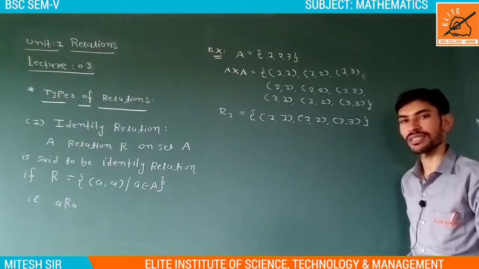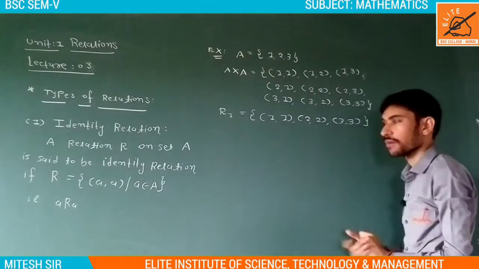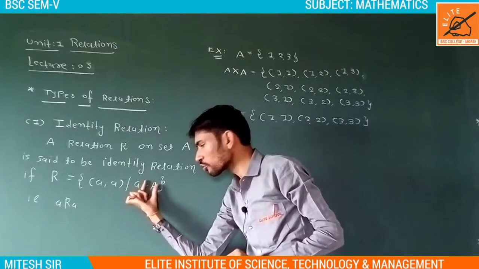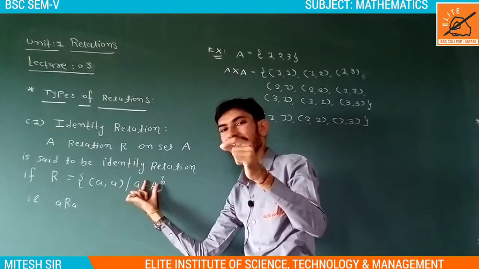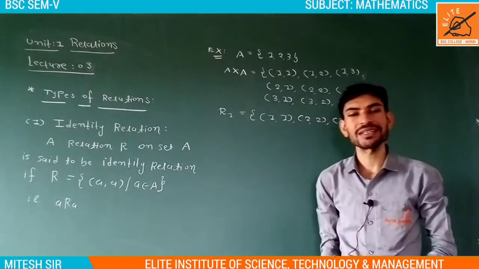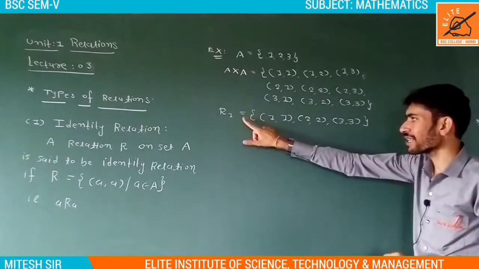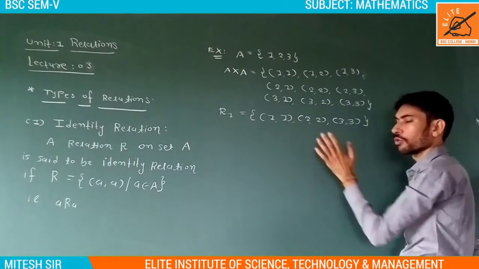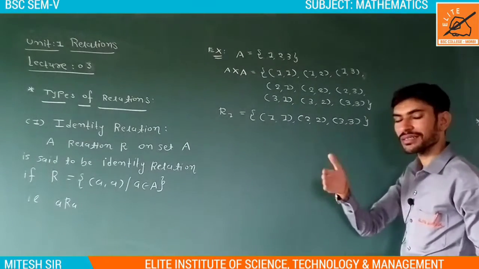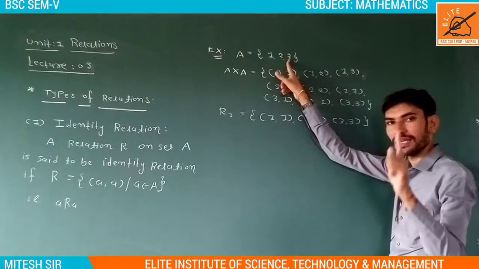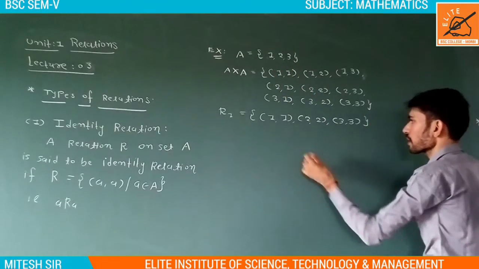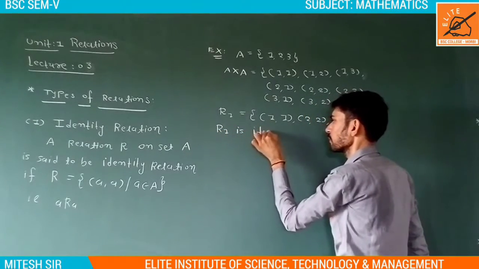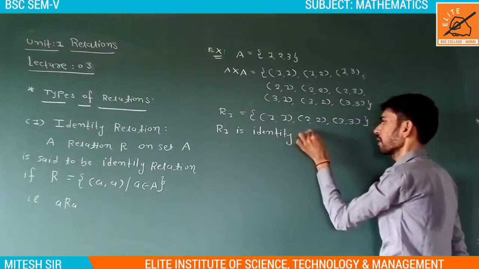So look at the relation R1, it just contains the pairs 1 1, 2 2 and 3 3, for every a belongs to A. It just contains the ordered pair (a, a) where every a belongs to A. Keep in your mind this thing: if your relation just contains the pairs 1 1, 2 2 and 3 3, then your relation is the identity relation. So here we write R1 is identity relation.